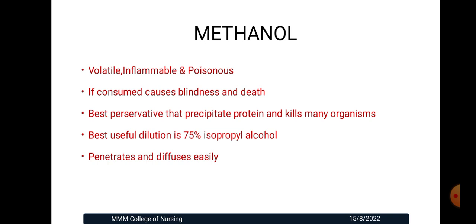Coming to the methanol: volatile, inflammable and poisonous. If consumed, it causes blindness and death. Best preservative that precipitates protein and kills many organisms. Best useful dilution is 75% isopropyl alcohol, which penetrates and diffuses easily.